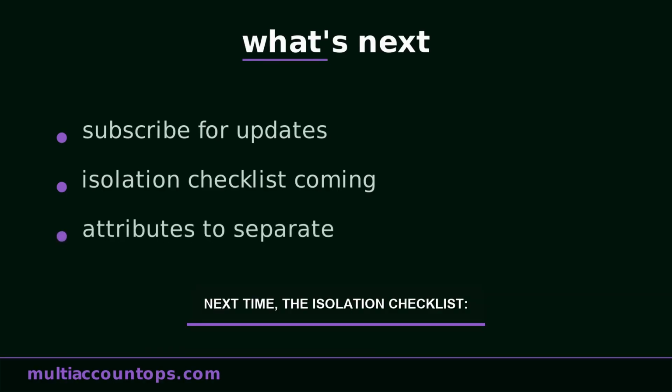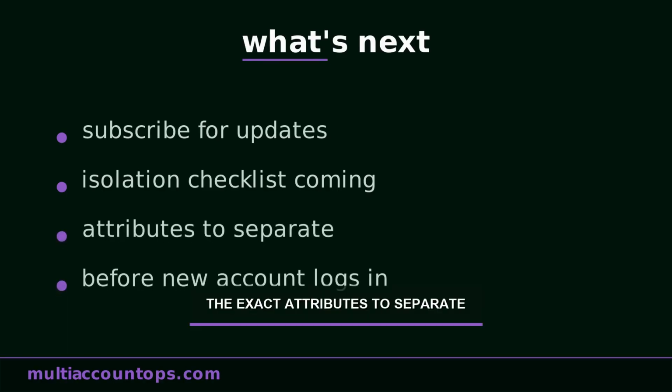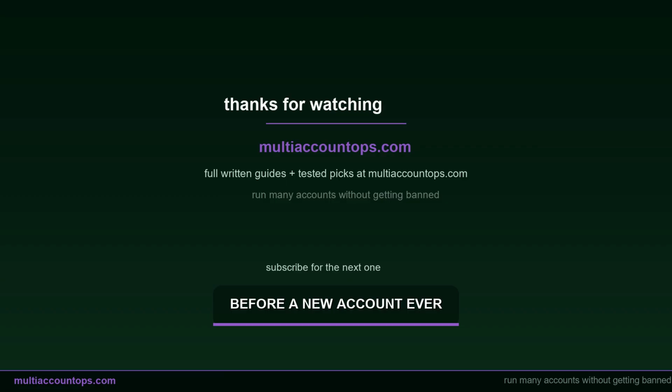Next time, the isolation checklist, the exact attributes to separate before a new account ever logs in, so no line ever gets drawn between it and anything else you run.